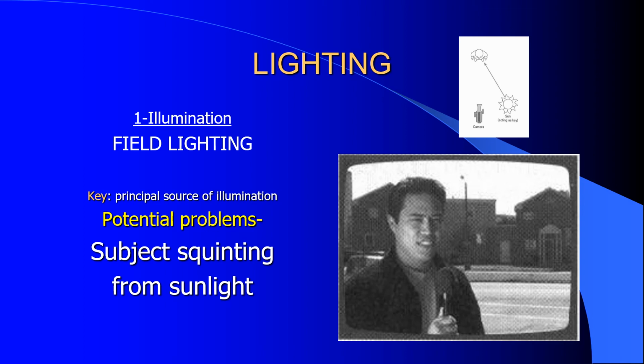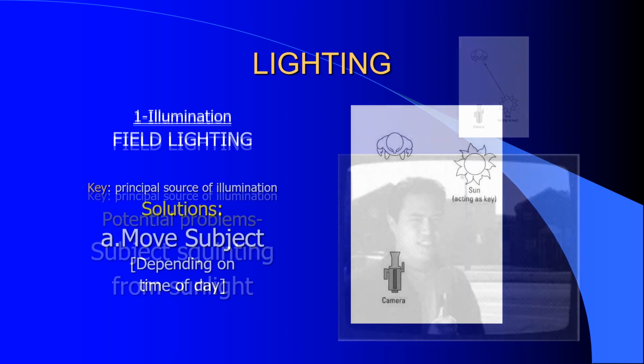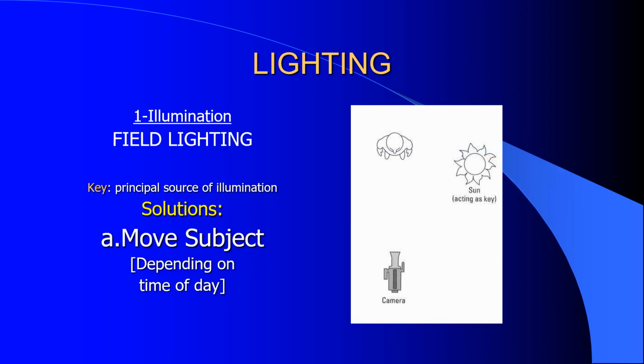So how do you deal with that? One solution is to just basically turn the subject so that he or she isn't looking directly into sunlight. The potential problem here, though, is that, again, with a key light on one side, it's going to potentially create shadows on the other side of the person's face. So how can you deal with that?